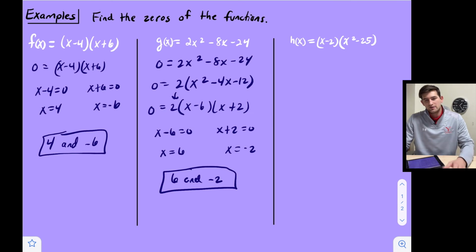We did a previous video on how to graph in intercept form. So that value helps us with intercept form. It tells us if our parabola is opening up or down. But for right now, for finding the zeros, we can just ignore it.